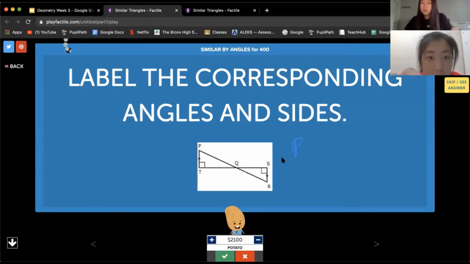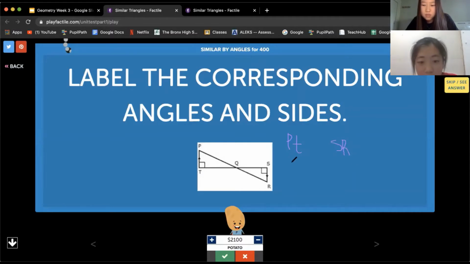Can you see what I'm writing? Yeah, I can see you're writing. Maybe you want to change the color because it's blue. Or I can write it if you want. Okay, you can write it. So PT is corresponding to SR.